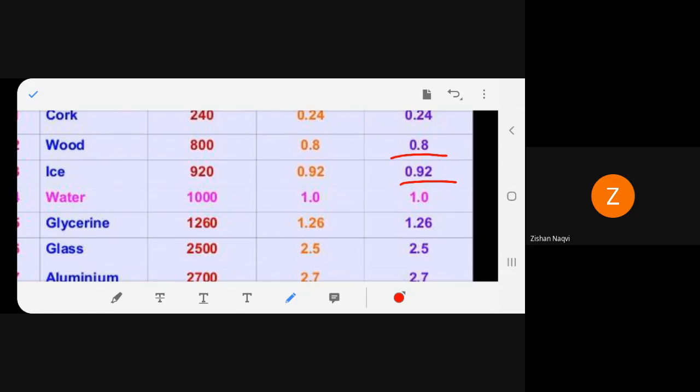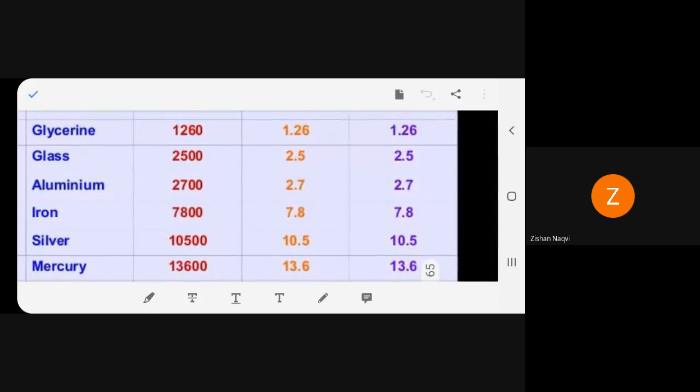That's it. So anything which is less than 1 will float, and anything which is more than 1 will sink. You got it? All will sink. That's it. Any problem?